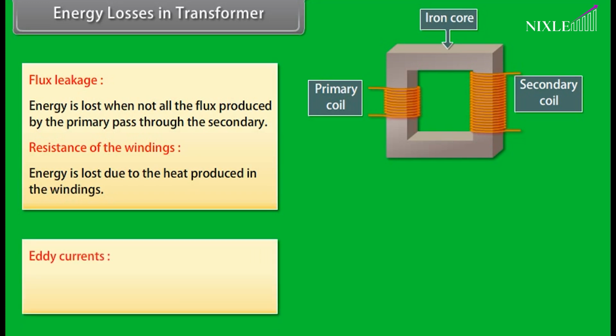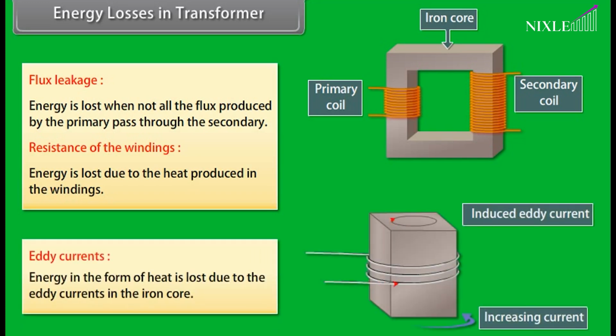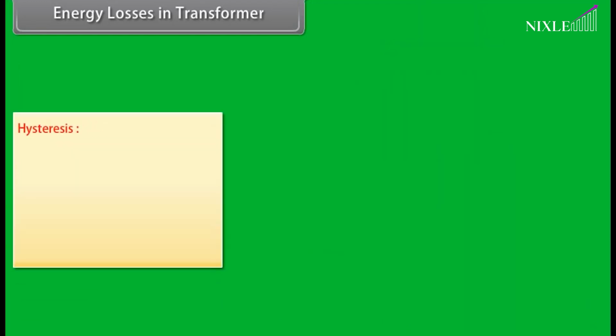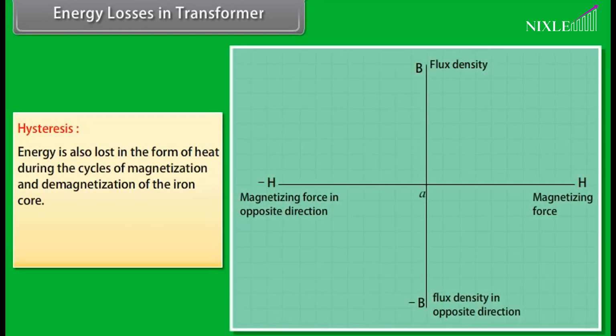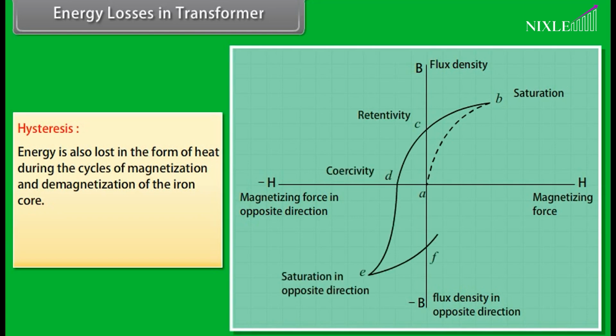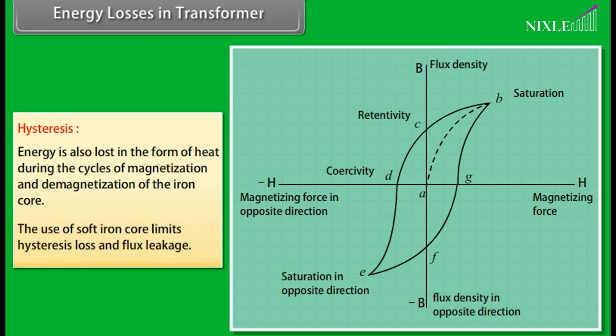Eddy currents: energy in the form of heat is lost due to the eddy currents in the iron core. This loss is reduced by using laminated core. Hysteresis: energy is also lost in the form of heat during the cycles of magnetization and demagnetization of the iron core. This loss can be minimized by using core material having narrow hysteresis loop. The use of soft iron core limits hysteresis loss and flux leakage.